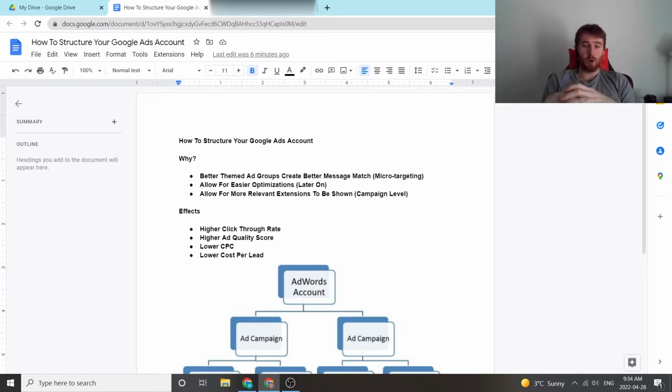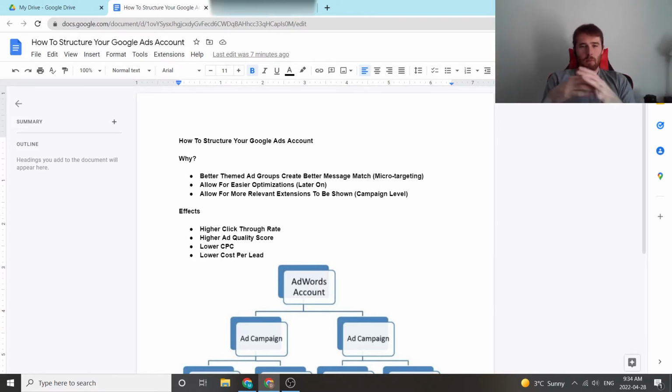It makes your life so much easier and you just experience so many benefits with just theming your ad groups properly and being able to target your customers on a very micro level, and it puts you ahead of the competition. Whereas if you just leave everything on a very generic level, you're going to be competing with everyone. You're not going to be able to differentiate yourself, and you're going to have a very tough time inside Google Ads. That being said, let's start off with why. Why should you structure your ad groups?